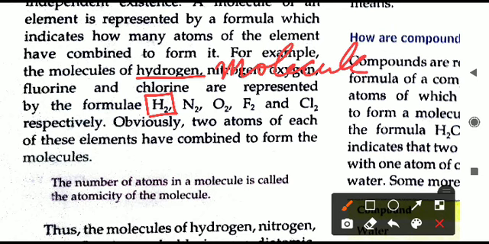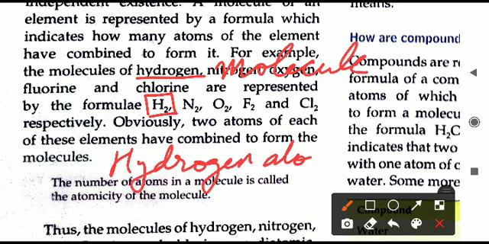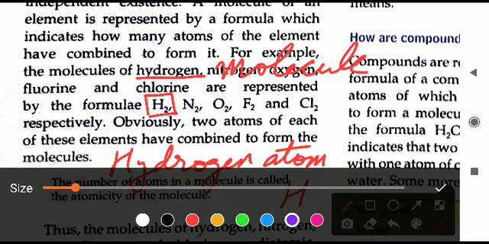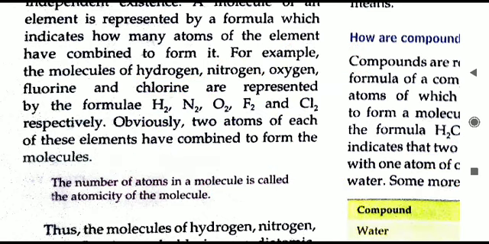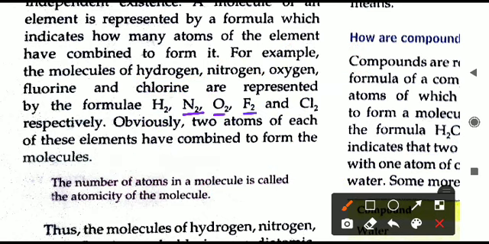If we have to write the symbol of a hydrogen atom, then we will write capital H. Capital H is the symbol here. But when it is written H2, it is the formula. The formula tells us the number of atoms present in this molecule. H2 is the formula of the hydrogen molecule. This 2 in H2 indicates that 2 atoms of hydrogen have combined together to make a single molecule of hydrogen. Just like this, N2, O2, F2, Cl2.